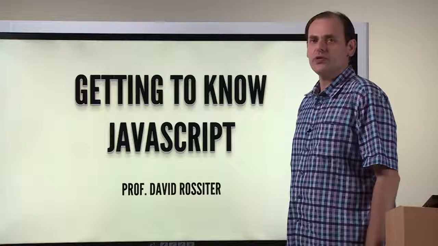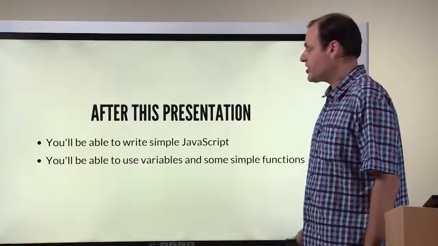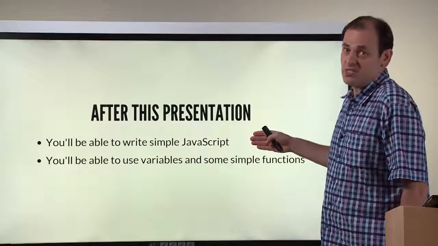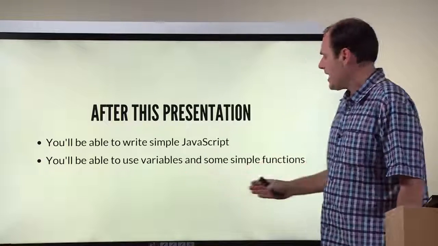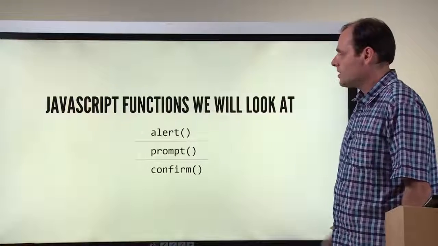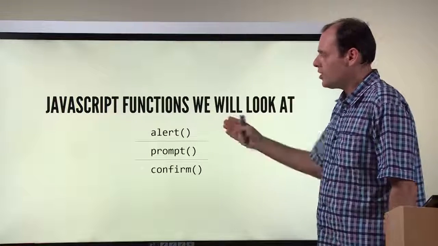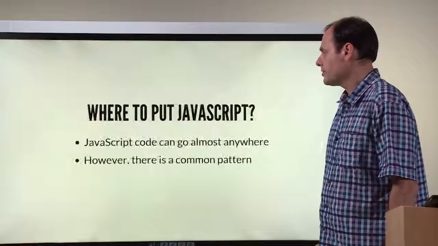Okay, now let's start doing some pretty simple JavaScript. After this presentation, you'll be able to write this simple JavaScript, and also you'll be able to use variables and some simple functions which are part of JavaScript. These are the functions that we're talking about: alert, prompt, confirm.